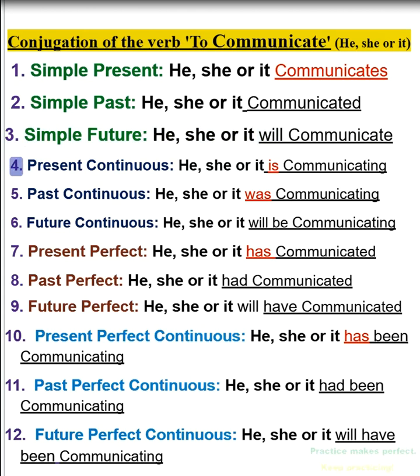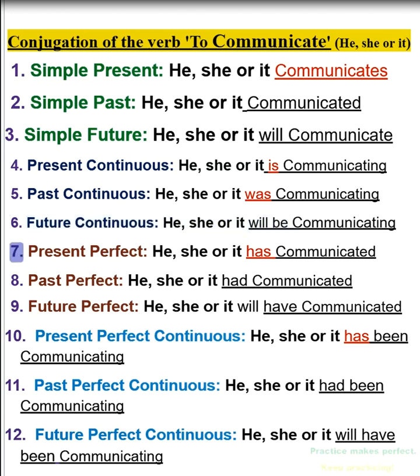4. Present continuous, he, she or it is communicating. 5. Past continuous, he, she or it was communicating. 6. Future continuous, he, she or it will be communicating.